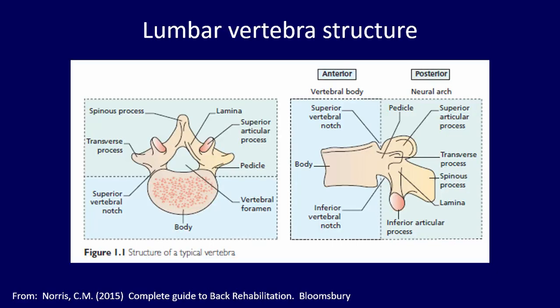We've seen that the spinal joints form a triad with a single joint at the front of the spine, the spinal disc, and two facet joints at the back of the spine, which are formed from the inferior articular process of one vertebra and the superior articular process of the vertebra below.